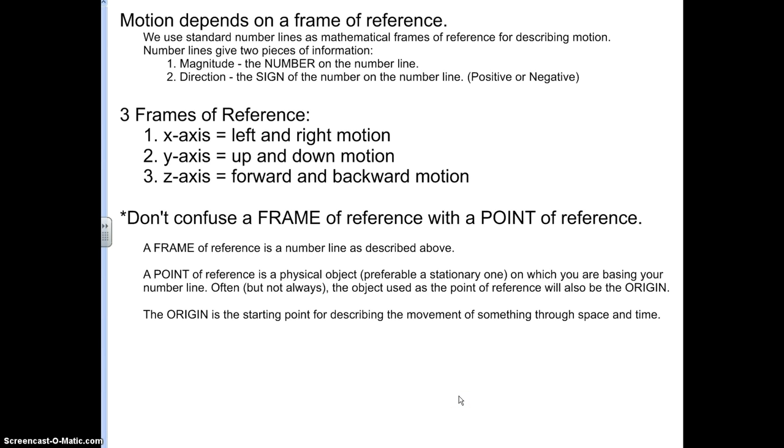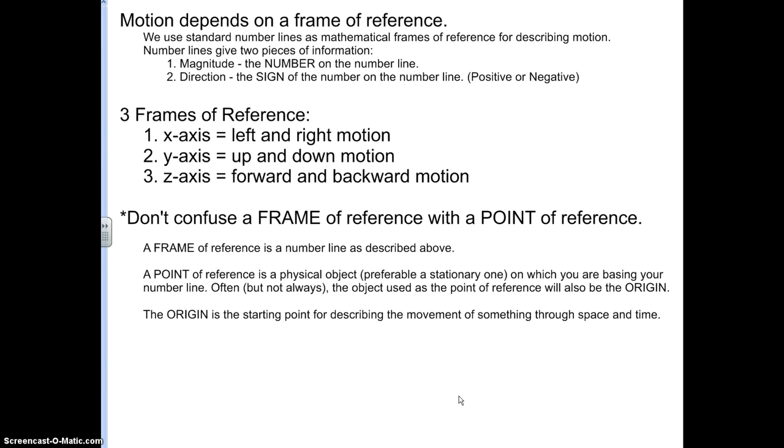So the key thing to keep in mind about motion is that it depends on a frame of reference. We use these standard number lines as a mathematical frame of reference for describing motion. Number lines give us 2 pieces of information. They tell us a magnitude, and the magnitude is always going to refer to an amount, how much, a quantity. It's the number on the number line. Whereas the direction we're going to use as a sign. Early on, directions are going to be positive or negative. Later on, we'll use angles and compass directions and other things like that. But early on, let's just stick to plus and minus.